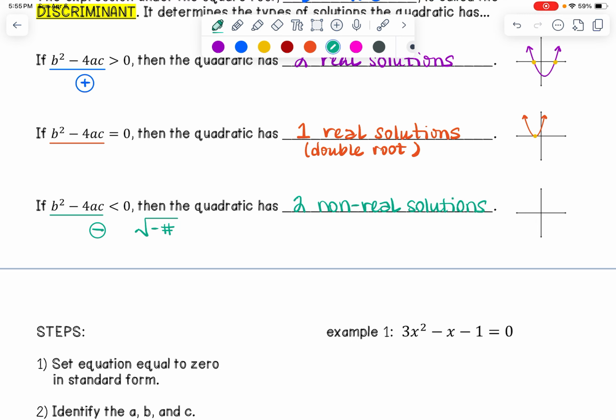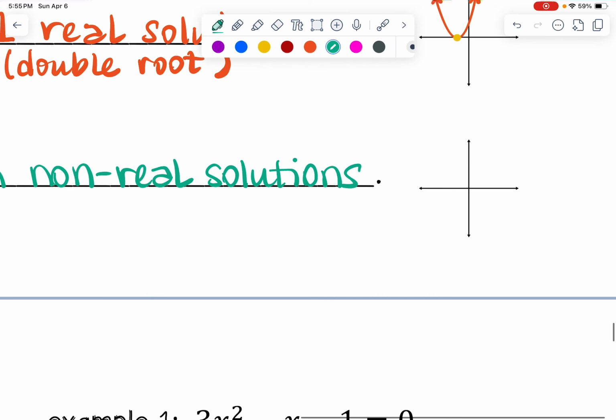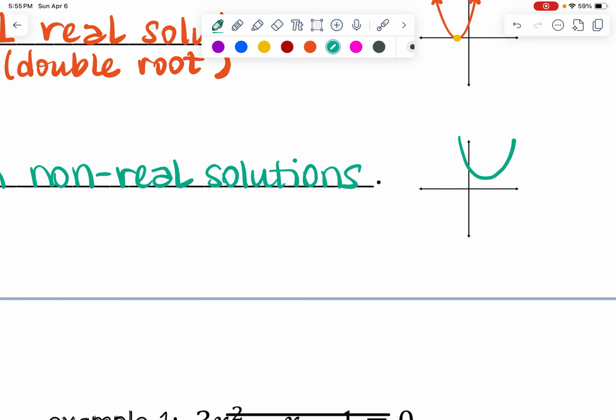Right? It has no real solutions. It still has two solutions. They're just not real numbers. They're actually imaginary numbers, right? Which you'll learn about when you take Algebra 2, right? So there's still two answers, but this parabola is never going to dip low enough or high enough, right?